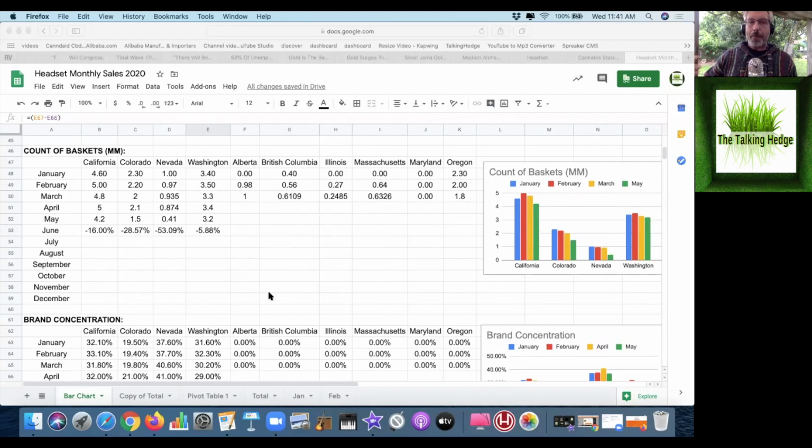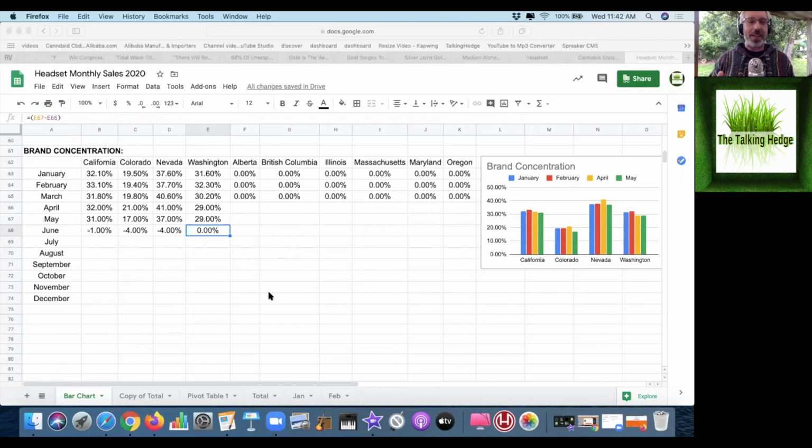So this is how many baskets or how many purchases were made in the millions. So 4.2 million in California, that's down 16%. Colorado was down 28% at only 1.5 million. 410,000 in Nevada, that's a negative 53% because no one's there. And Washington, fairly flat, negative 6%. They only had 3.2 million.